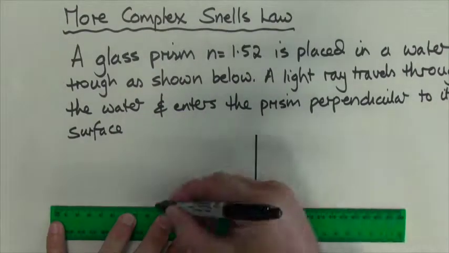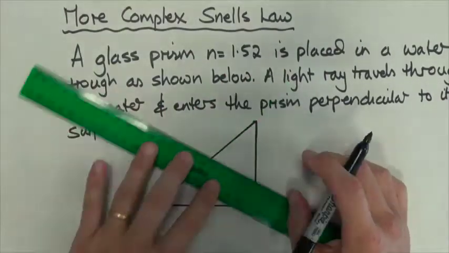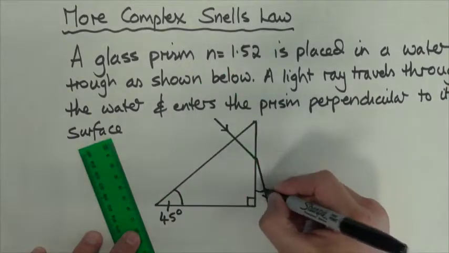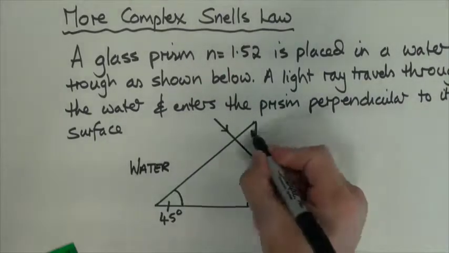So we've got a glass prism. There we go. Here's our light coming in perpendicular. The prism has an angle of 45 degrees and 90 degrees. There we go. Alright, let's look at the questions.